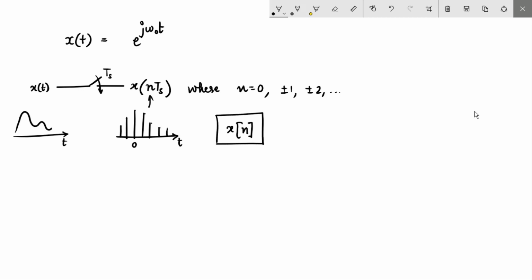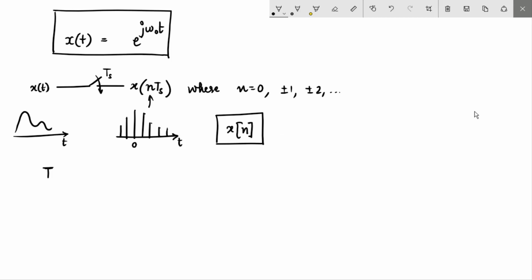Now the question here is that if the signal is a complex exponential like this, and sampling is done at intervals Ts, we need to show something about the sampled version, this x(n). We know that x(t) is periodic, right? There is no doubt about it, because no matter what the value of omega naught is, x(t) will always be periodic. But x(n), the discrete time sampled version, may or may not be periodic.